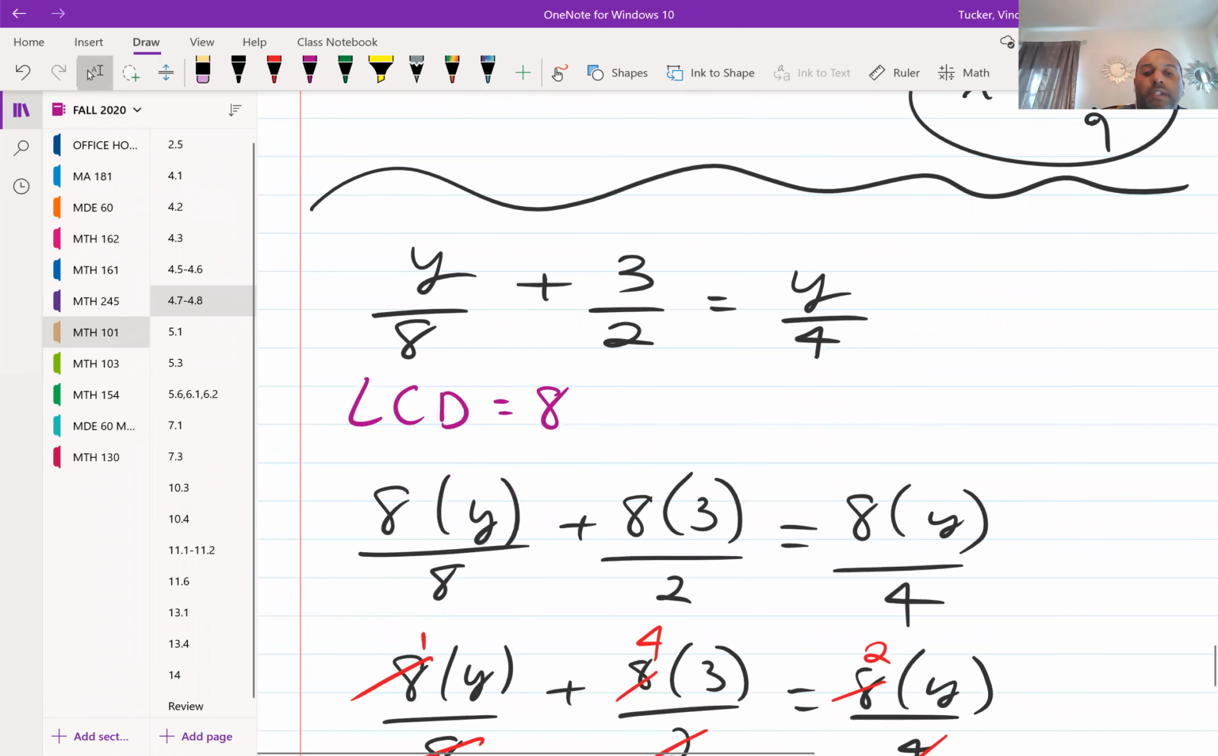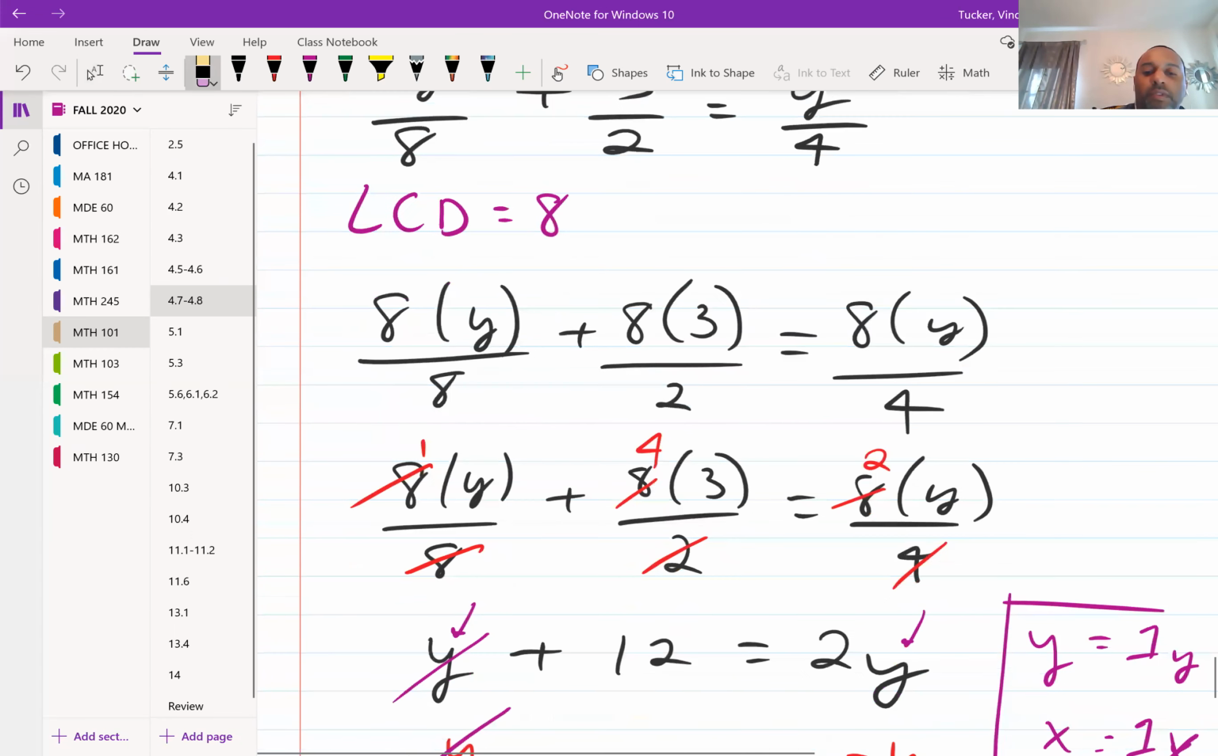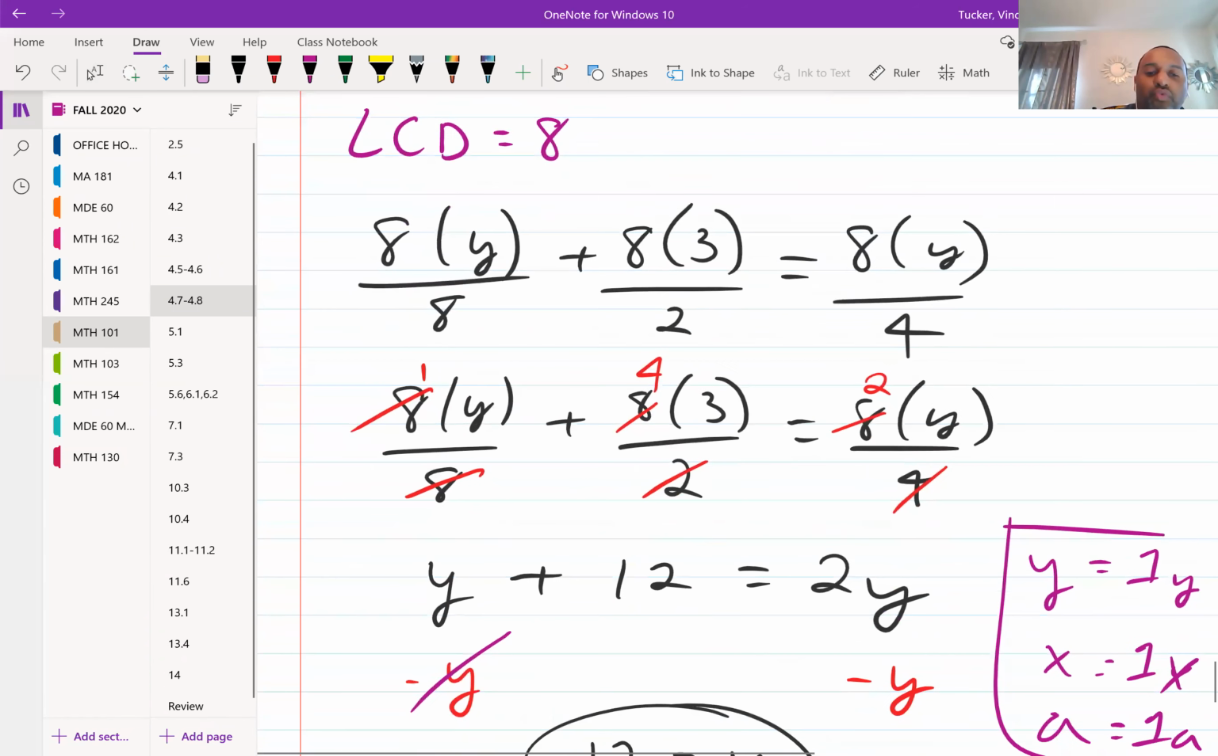All right. Divide 8 into 8 leaves you with just 1. 2 into 8 leaves you with 4. And then 4 into 8 leaves you with 2. All right, so that'll leave us with y plus 12 equal to 2y.